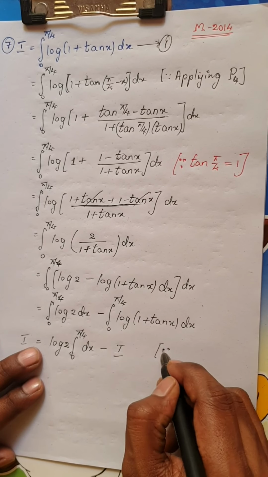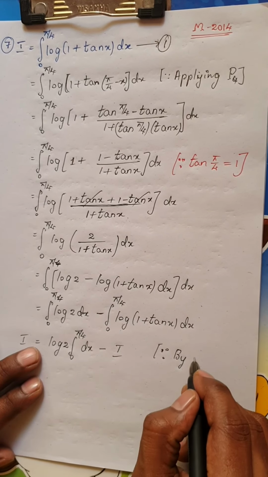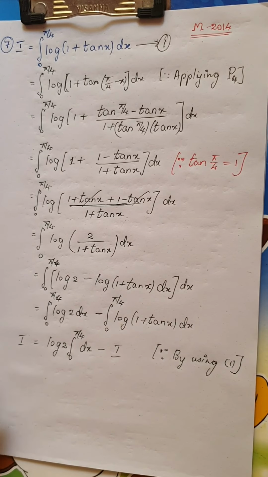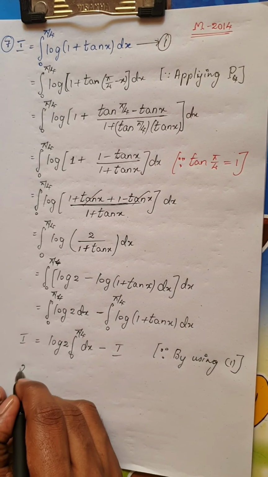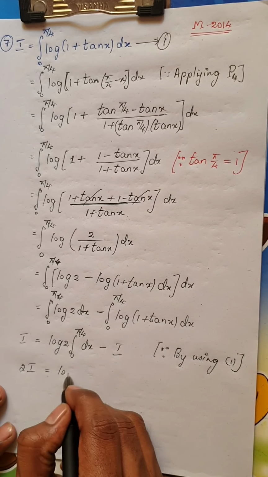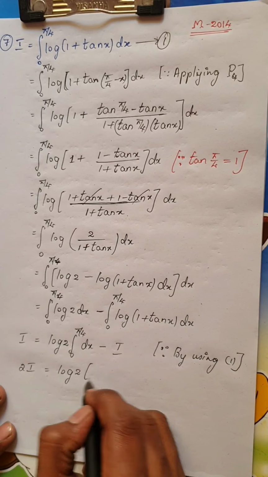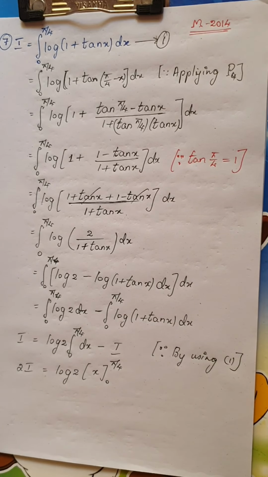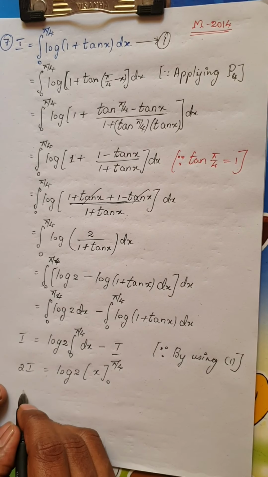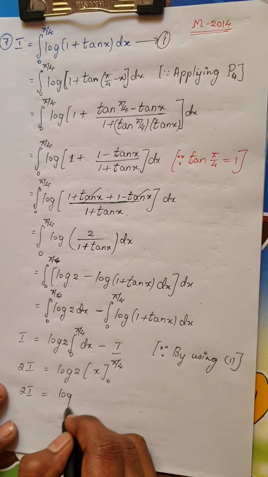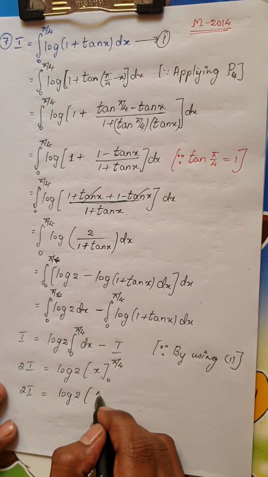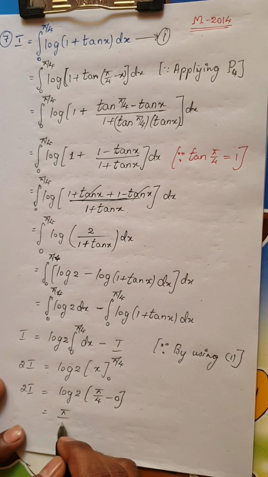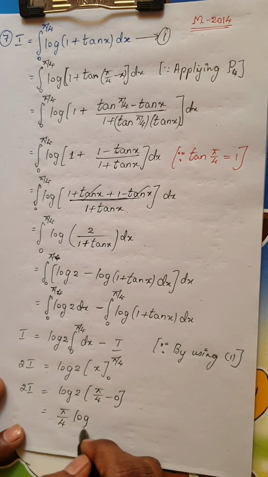The reason is, you can say by using equation 1. If you bring I to the left hand side, you will get I plus I, that is nothing but 2I. This is nothing but log 2 into integral of dx, which is x within the limit 0 to pi by 4. So 2I is nothing but log 2 into, if you apply the limits, pi by 4 minus 0. So it would be simply pi by 4 log 2.